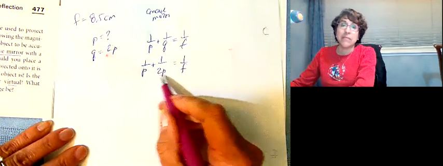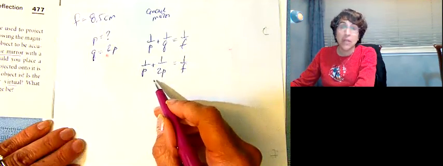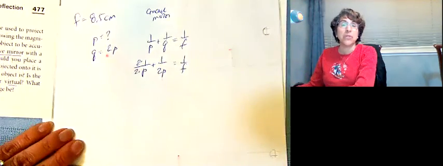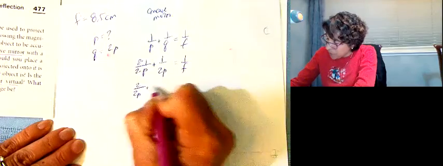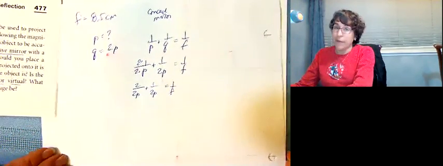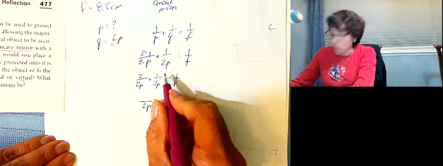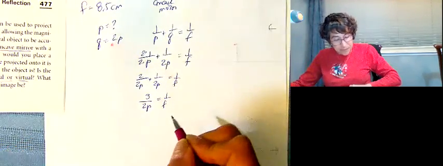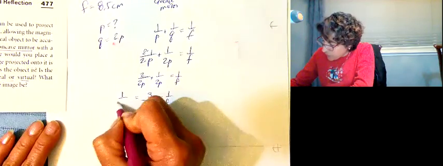Okay, now I want to be able to add it. So I need the denominators to be the same. So why don't I just multiply 2 upstairs here and 2 downstairs there. Okay, same thing. So now I have 2 over 2P plus 1 over 2P is equal to 1 over F. All right, and they have the same denominator. We'll just leave the denominator alone, and we have 2 plus 1, so we have 3 over 2P is 1 over F. Now, 1 over F, I'm going to write on this side, is 1 over 8.5.